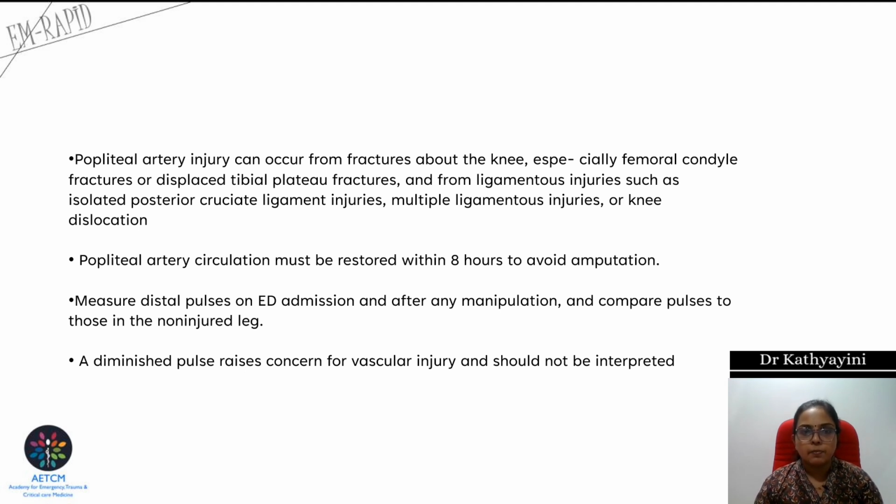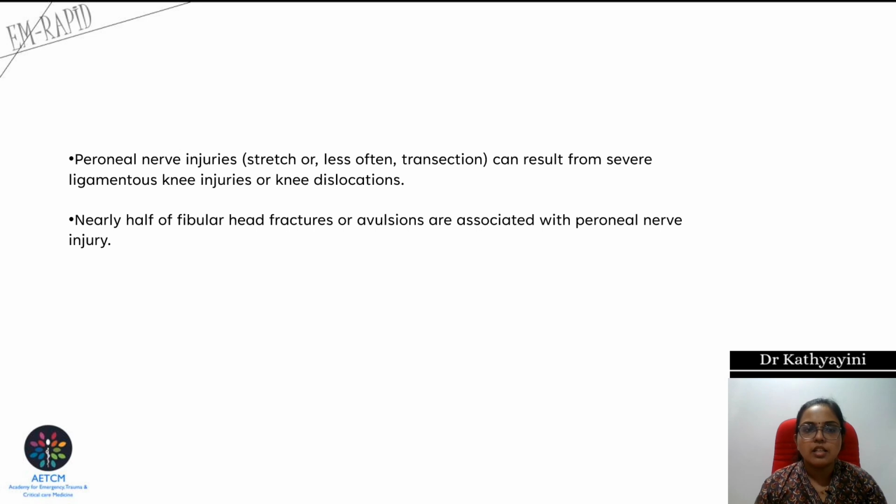A diminished pulse raises concern for vascular injury, and it should not be interpreted as due to vasospasm. The other thing is that peroneal nerve injuries can result from severe ligamentous knee injuries or knee dislocation. Half of fibular head fractures or avulsions are associated with peroneal nerve injury.